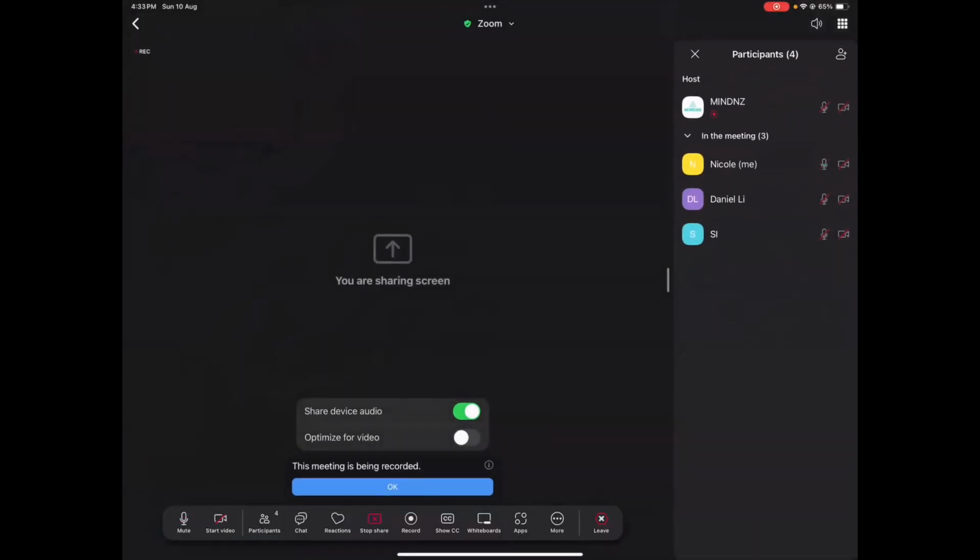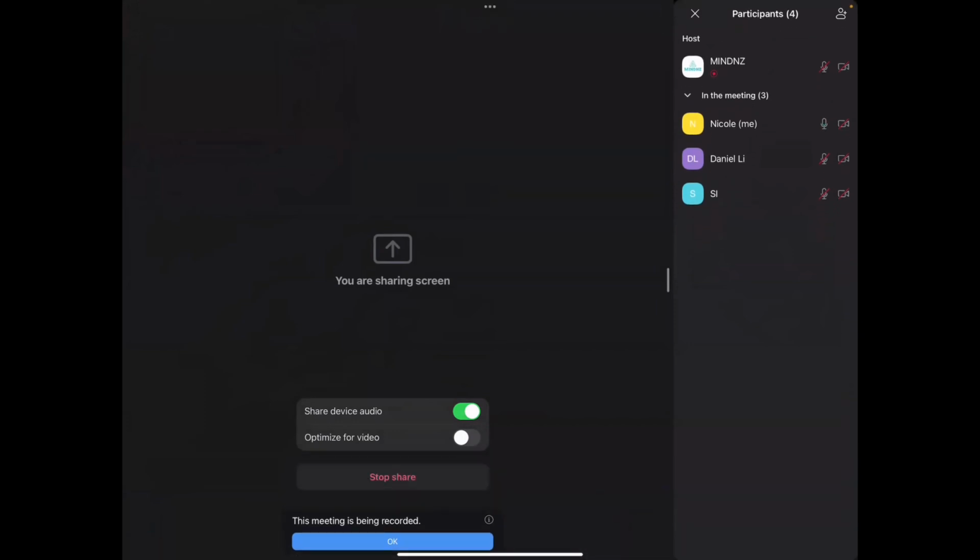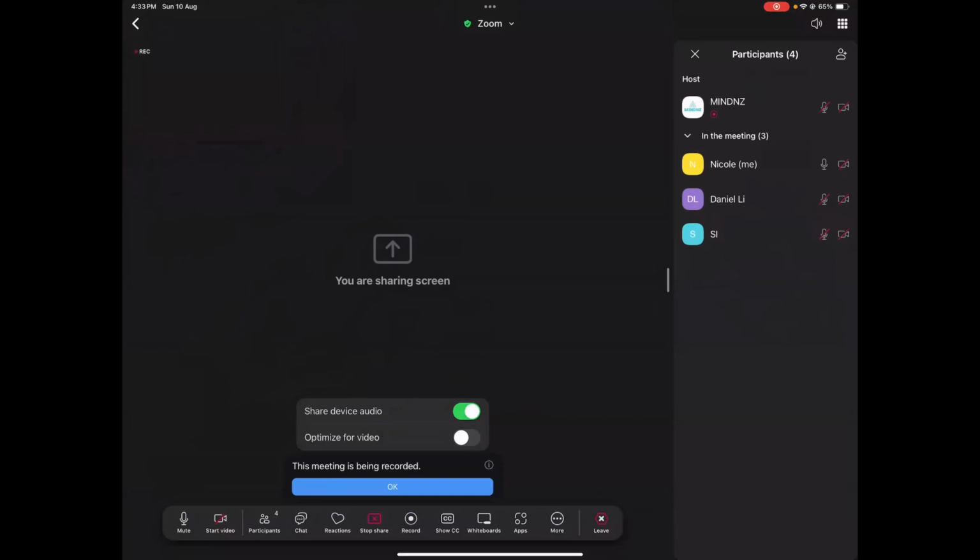We'll keep on working on this for 3 more minutes, but if you have any questions, feel free to just unmute and ask, because I also can't see the chat when I'm sharing screen.